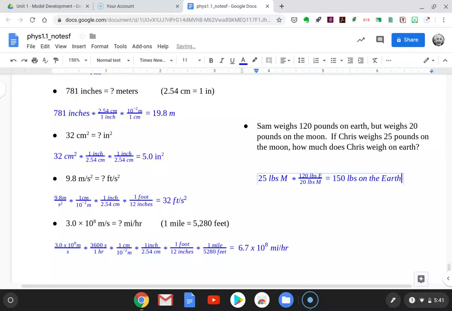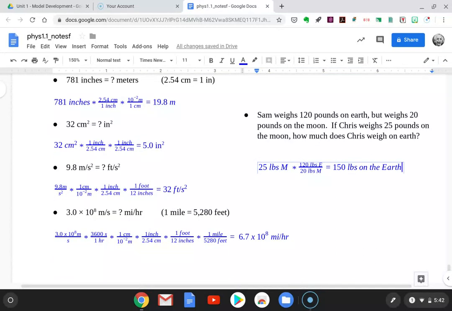It should be Earth. So we know our given information is that Chris weighs 25 pounds on the moon, right? And we know that 20 pounds on the moon is equal to 120 pounds on Earth. So that information about Sam represents an equivalent statement. I want to put my 20 pounds from the moon on the bottom so that the pounds on the moon cancel, and I'm left with pounds on the Earth on top. Okay, so I take 25 times 120 divided by 20, and I would end up with 150 pounds on Earth.